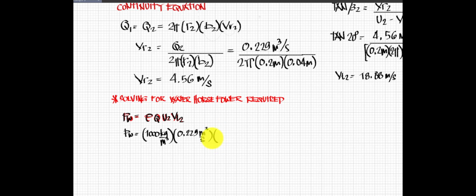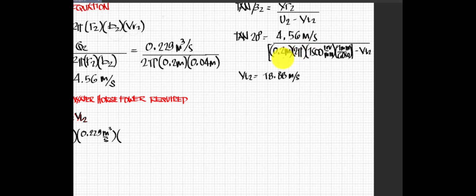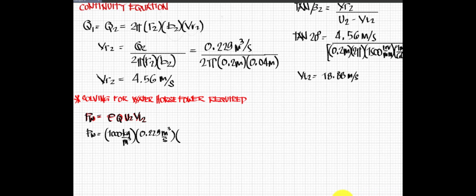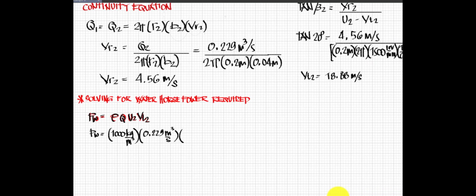Then the tangential velocity of the impeller, yung value nito, that will be 0.2 times 2 pi times 1,500 divided by 60 seconds. So that will be 31.4, no? That will be meter per second. Then we shall multiply it by the tangential velocity of the fluid flow, that will be 18.88, that will be meter per second.